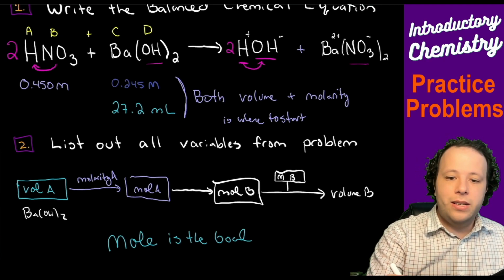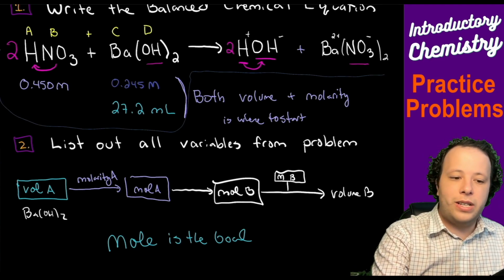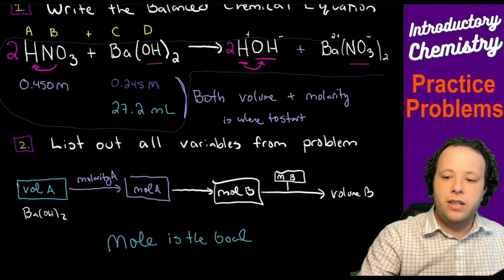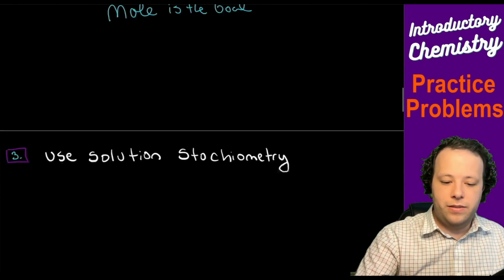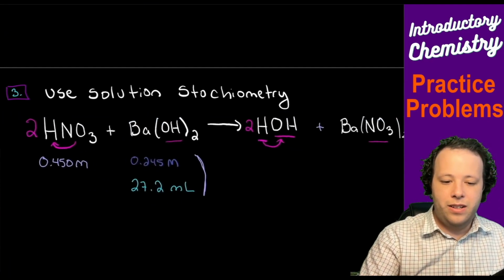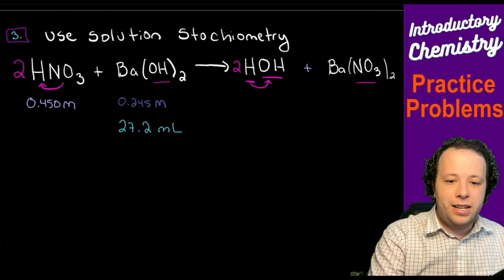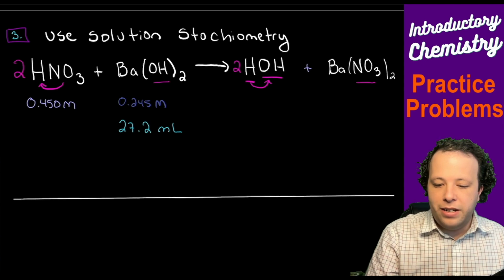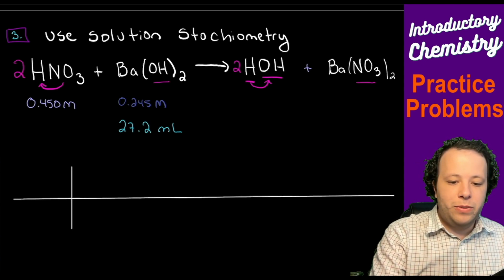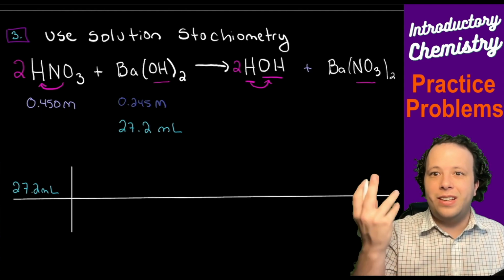So why don't we copy our information from up here. We'll have our chemical equation with us and then our variables. All right, so let's bring that down. We have our problem here. What we're going to do is set up a stoichiometry process for ourselves. We'll first have our volume, which is what we said we would start with. So we'll have 27.2 milliliters. Now our goal is to convert that to moles.